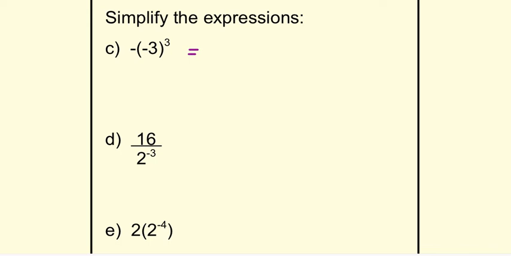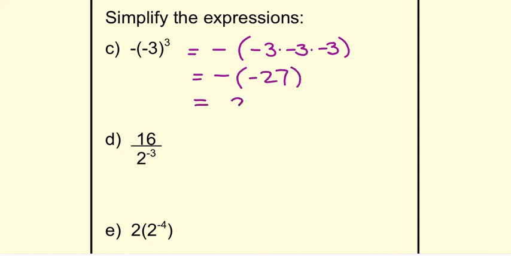Question C here. We have a negative. I'll leave that alone for now. And then I have a negative 3 raised to the 3rd power. This represents negative 3 times negative 3 times negative 3. So let me simplify that. Parentheses, negative 3 times negative 3 is positive 9. Positive 9 times negative 3 is negative 27. Now we have a negative times another negative. It turns into a positive 27.